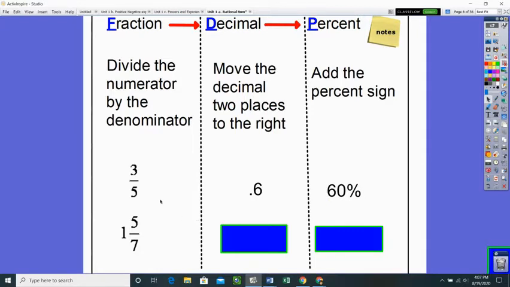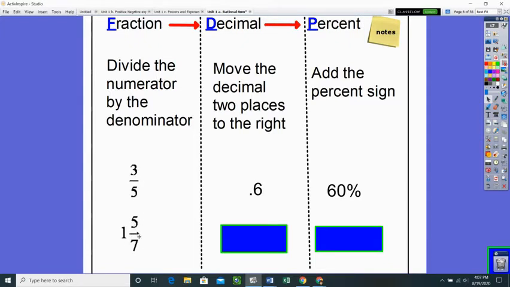So when you look at 3/5, 0.6, and 60%, those are all the same value. They're just a different way of writing it. So the 3/5 could be my name, Mrs. Woodruff. The 0.6 could be my full name, Nancy Woodruff. The 60% could be Mrs. W. They're all the same person, but three different ways to write it. So these are all the same value.